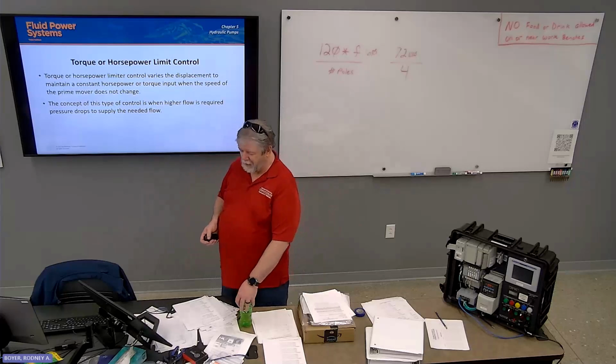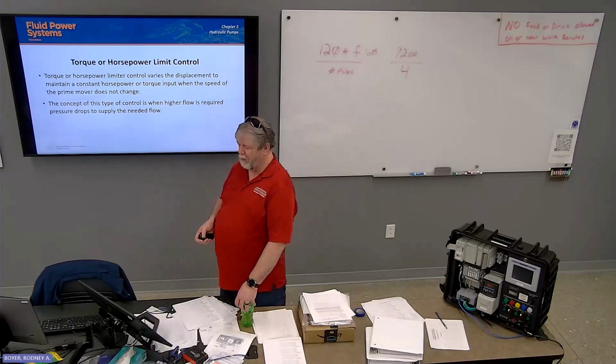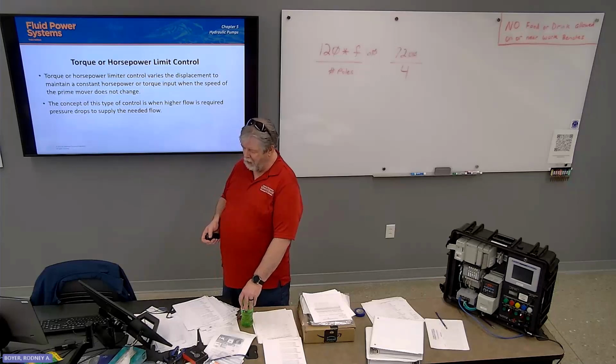Torque or horsepower limit. Torque or horsepower limiter control varies the displacement to maintain a constant horsepower or torque input when the speed of the prime mover does not change. Concept of this type of control is when higher flow is required, pressure drops to supply the needed flow. So we're intentionally allowing pressure to drop when we need more flow.